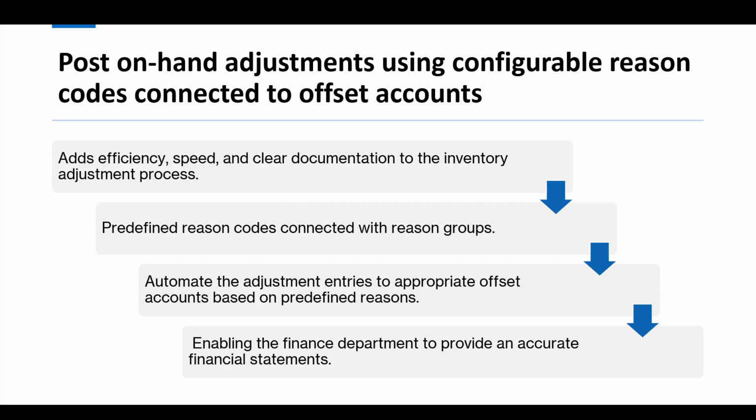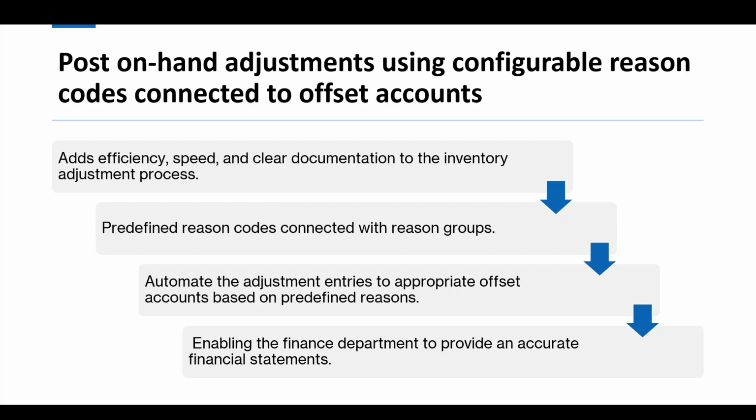With the new feature, a new functionality has been added to logically group the reason codes into a reason group. This functionality has been added with the objective to reduce the number of reason codes that appear to the user while using the warehouse management mobile app.